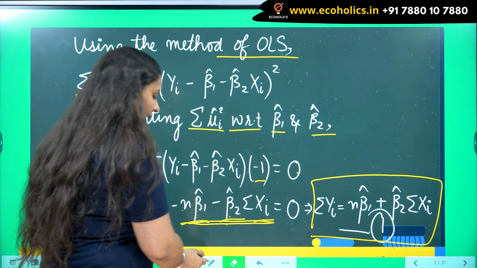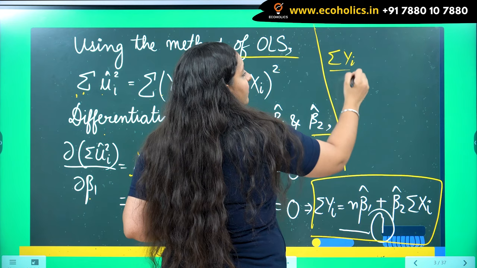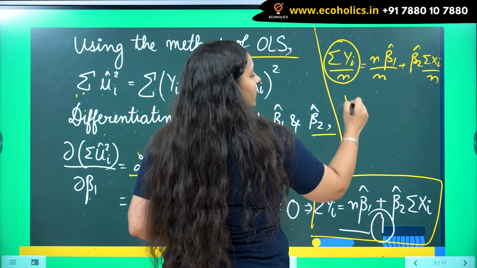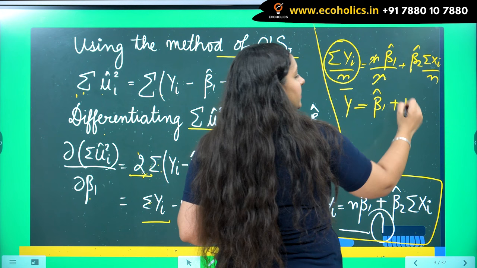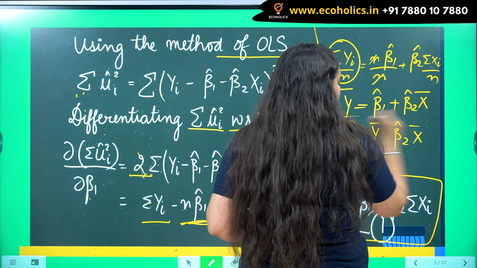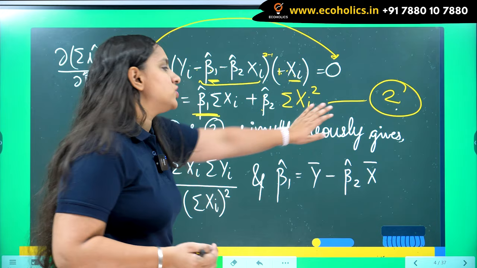How? Let us see. So, if you divide this whole equation by n, that is, divide summation yi by n, n beta 1 hat by n plus beta 2 hat summation xi by n, what is it going to become? It will become y bar, n cancels out, beta 1 hat plus beta 2 hat summation xi by n will be x bar. So, beta 1 hat is equal to y bar minus beta 2 hat x bar. So, if I divide equation 1 by n, I get the value of my beta 1 hat. Now, if I put this value of beta 1 hat here and solve equation number 2, this is the value of beta 2 hat which I am going to get.